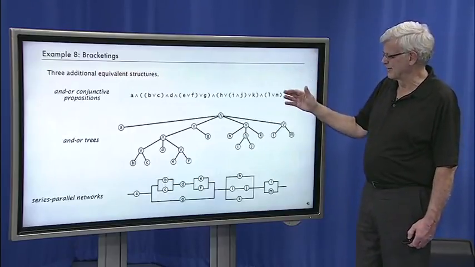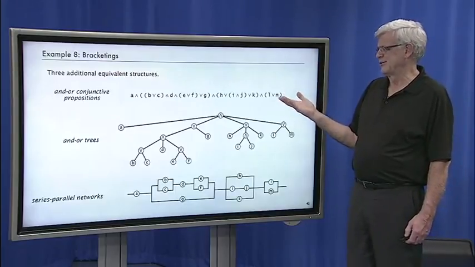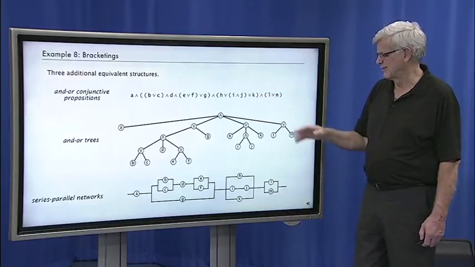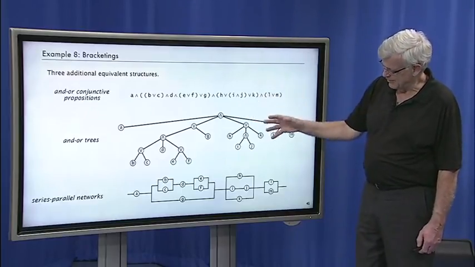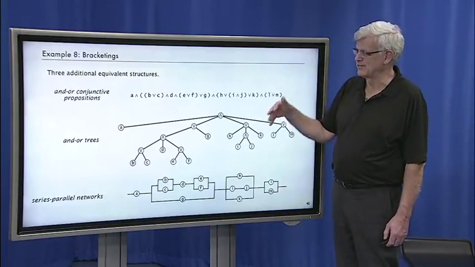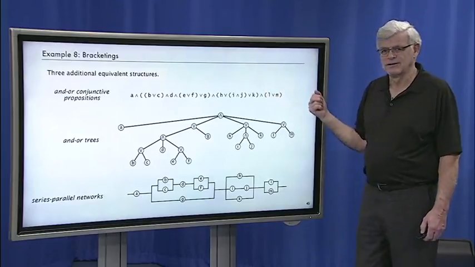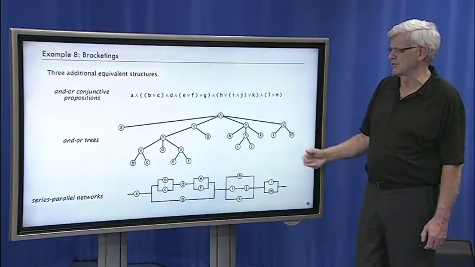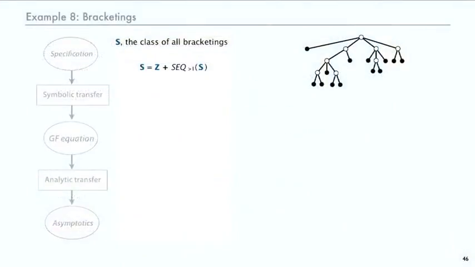And there's many other ways to look at this. Or conjunctive propositions, or trees where ands and ors alternate, or what's called series parallel networks. All of these things are equivalent to bracketings. So they are found in all sorts of different applications in combinatorics. So what does it look like from the standpoint of analytic combinatorics? Well, a bracketing is a node or a sequence of more than 1 bracketings.